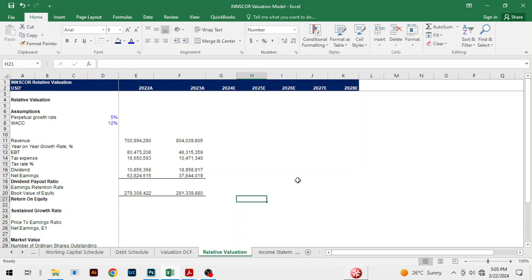So today we will be looking at Innscor Africa and we will be valuing Innscor using the PE ratio. So without wasting time, let's dive right into it.